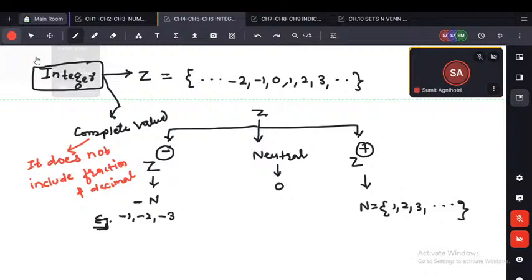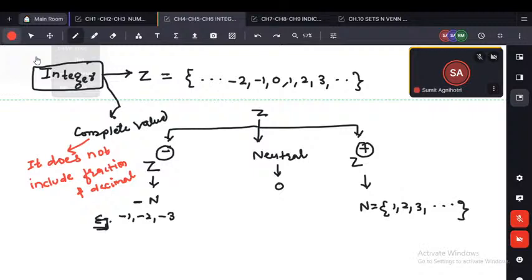Under negative integer we take negative of all the natural numbers. Under natural numbers we include counting numbers 1, 2, 3 and so on. Then we have neutral numbers, that is 0 itself is a neutral number. Only 0 is a neutral number. It is neither considered to be negative nor positive. I think you must be okay with the integer concept now.